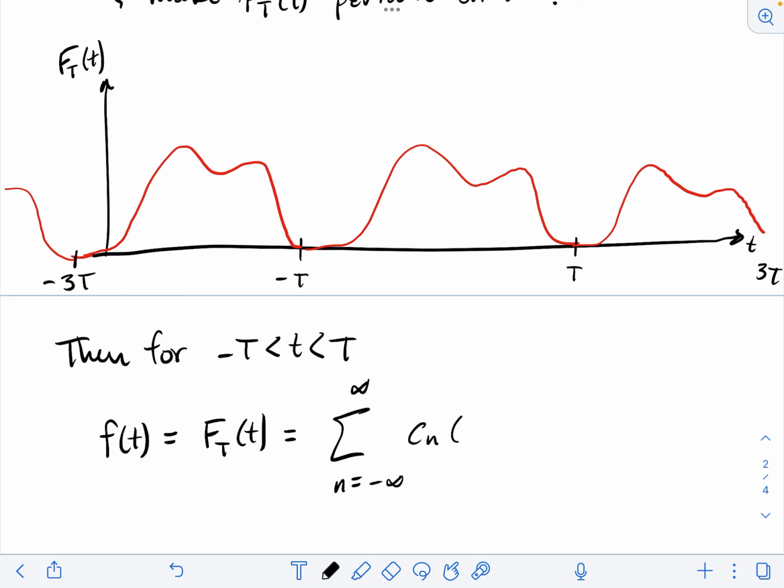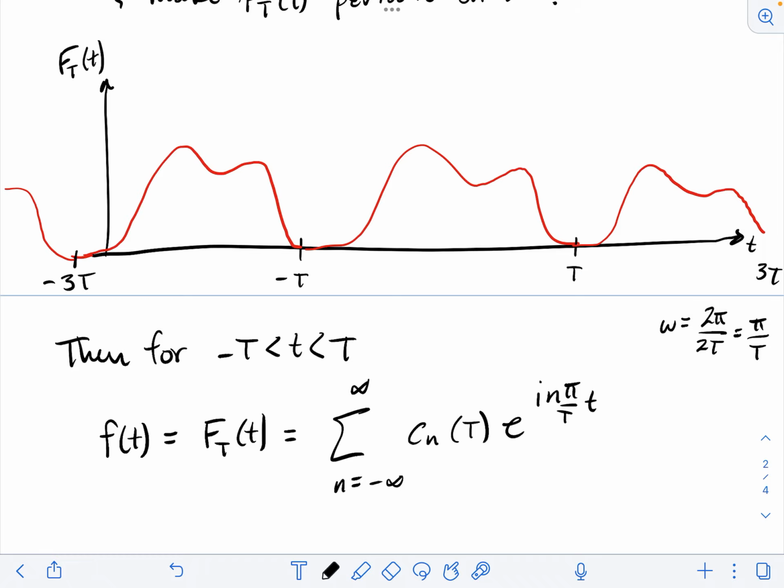I'm going to put in some explicit dependence on T, which 2T, remember, is the period. And then we have e to the i n omega t, but remember omega is 2 pi over the period, and the period was 2T, and so that's pi over T. And so this would be n pi over big T times t. Okay, so that was the Fourier series in terms of complex exponentials that we worked out.